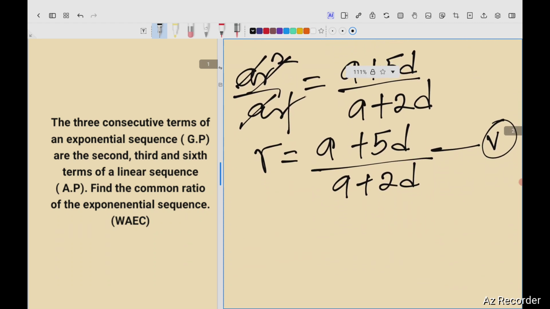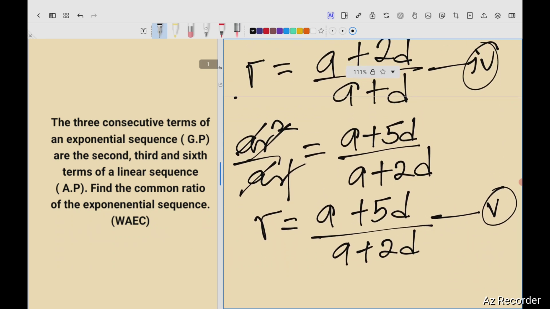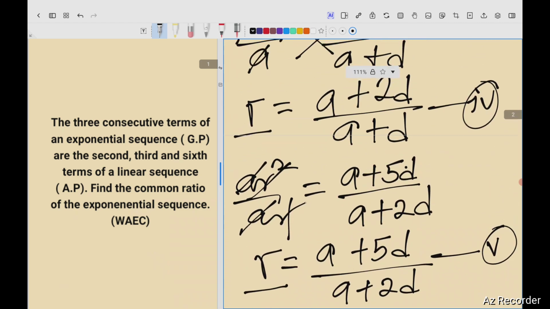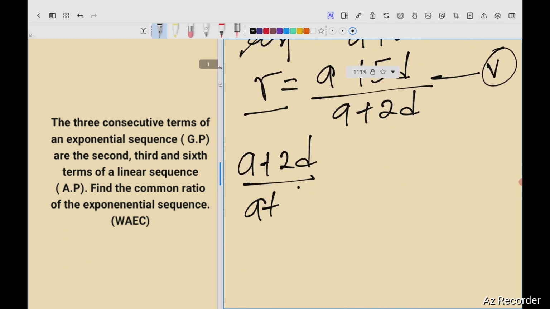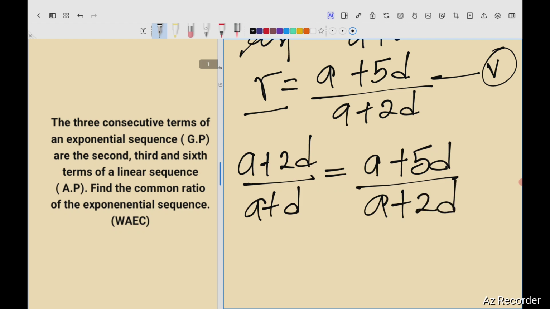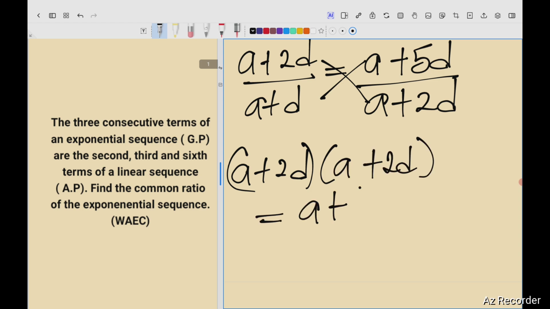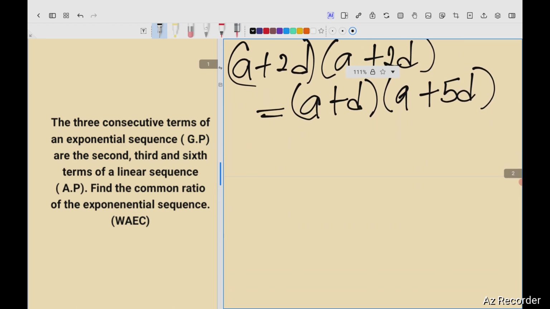Let's equate equation 4 and 5 together, because R is equal to R. So we have A plus 2D over A plus D is equal to A plus 5D over A plus 2D. Before you can apply cross multiplication, there must be equal fractions. Now we cross multiply to have A plus 2D multiplied by A plus 2D equals A plus D multiplied by A plus 5D. This calls for an expansion.